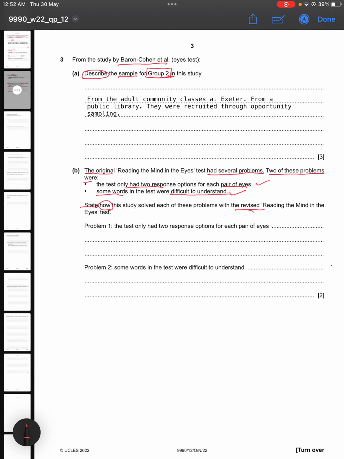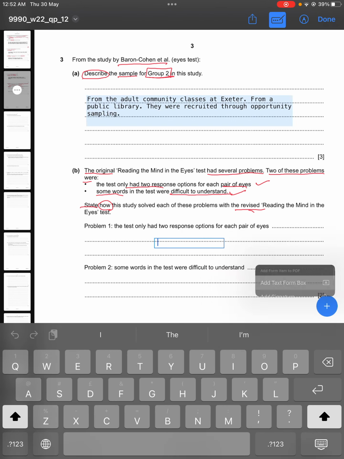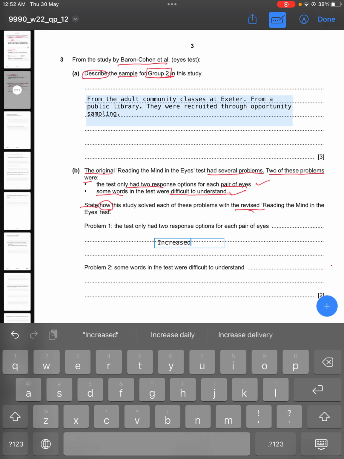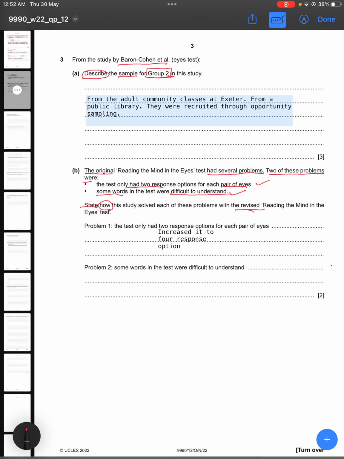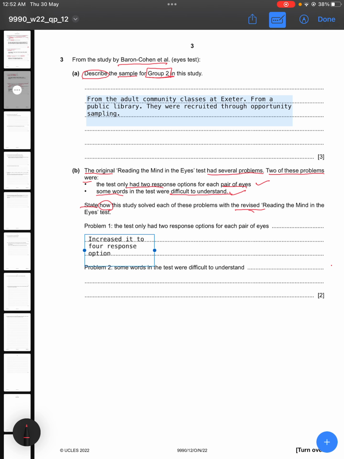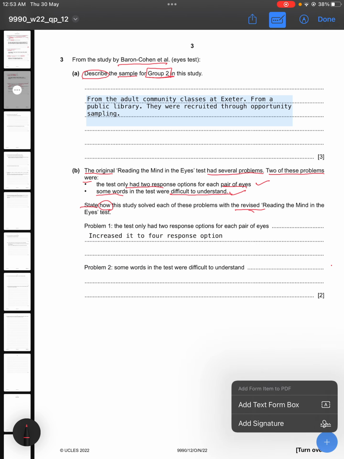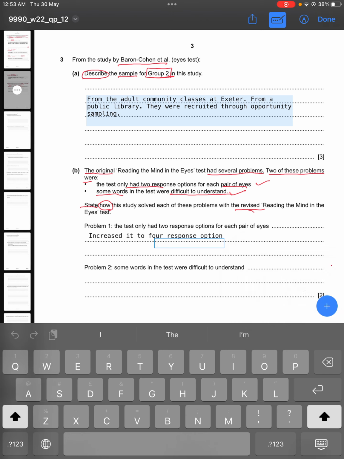So in the revised version, they had 4 options for each pair of eyes. So you can write that they increased it to 4 responses or response options. Or you can also write they added 2 more, so that's the same thing. You are going to get 1 mark for each solution.